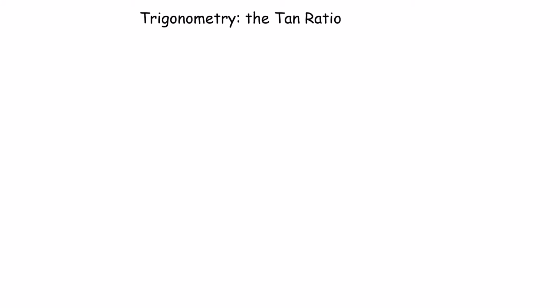Trigonometry, the tan ratio. So far we have looked at both sine and cos ratios and how we can find missing sides and angles using them. Today we're going to be having a look at the tan ratio, and it's going to work through in exactly the same way. So again, it can only be used with right angled triangles, and again the ratio looks very similar. So tan theta, remember theta is our angle, is opposite over adjacent.